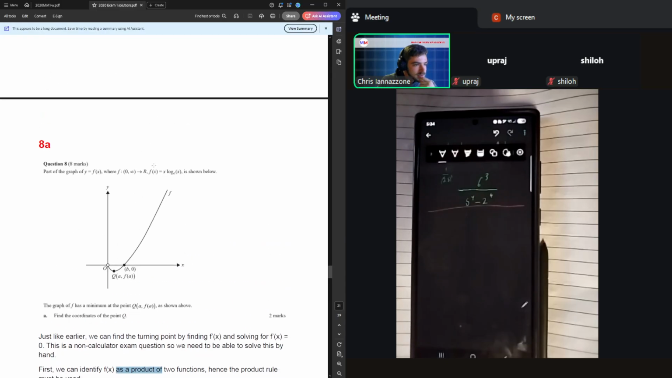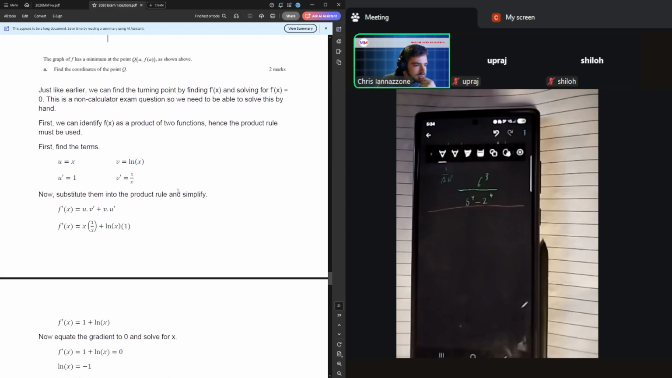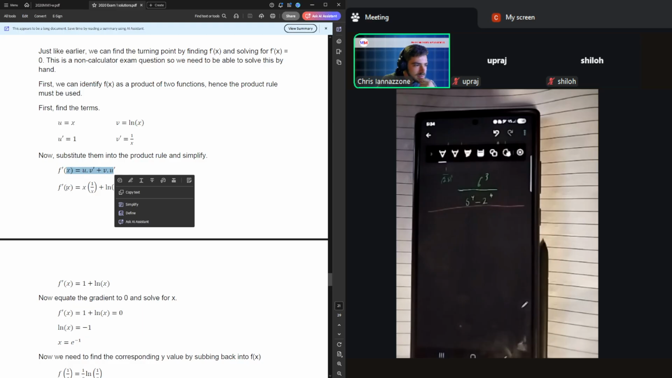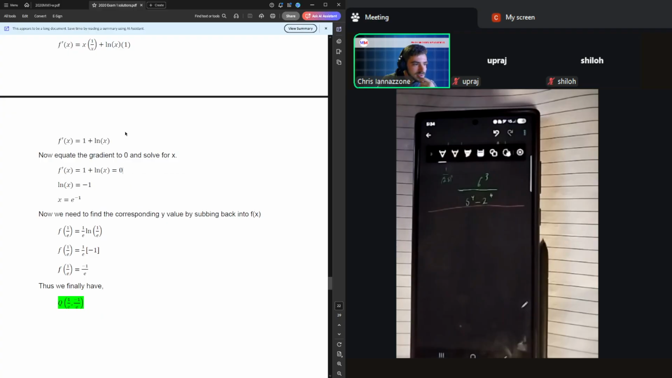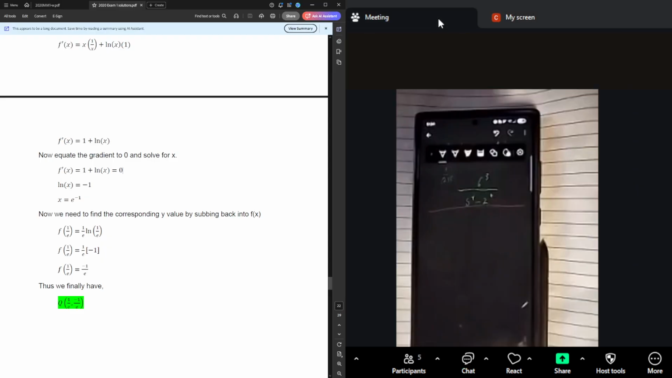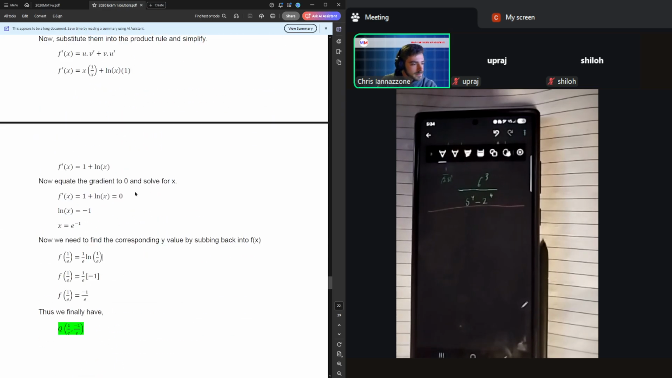f of x is a product of functions, so you've got to use your product rule. x times natural log x. So you do your u, v, u dash, v dash, plug them into the product rule itself. That gets you your f dash. And then from there, you're just solving a logarithm equaling 0. There's really not too much else to be talked about there. That gets you your x value. Shove it back into the original function to get the y value.